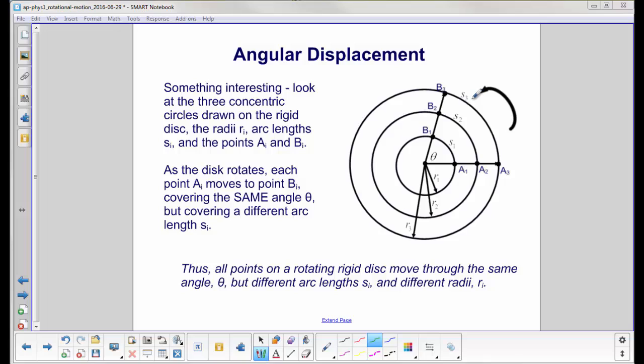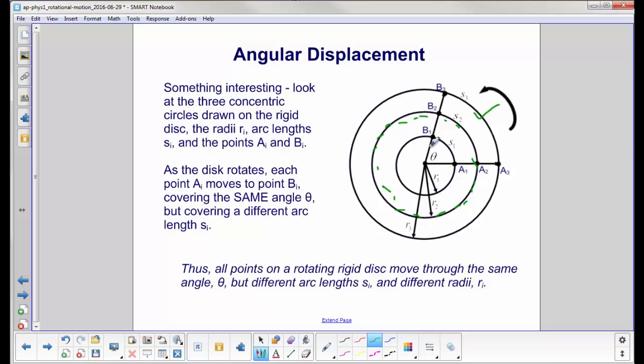We covered an arc length. In this case, we're going to call it S3, and it's subtended an angle of theta. So here's one circle, this guy right here. Now let's take this next circle, this little circle here, the inner circle, circle 2. We have again another point A2. A bug moves from A2 over to B2, covers a displacement of S2, and then the same angle theta.